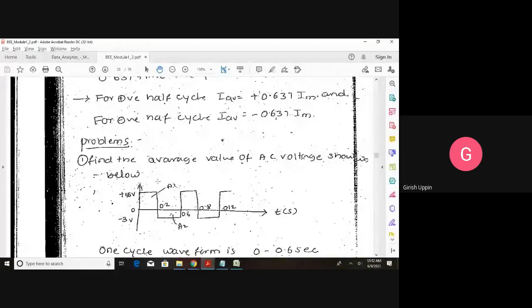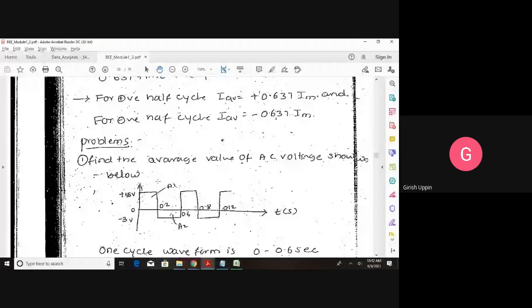In the exam, they may ask as a theory question: derive the average value of an alternating quantity. So this is the derivation you have to do. Repeatedly they ask either the average value or the RMS value. Two derivations are there, and one of them will be asked most frequently. Now this is the given waveform. They might give any waveform and ask you to find the average value, so you can use the same principle.